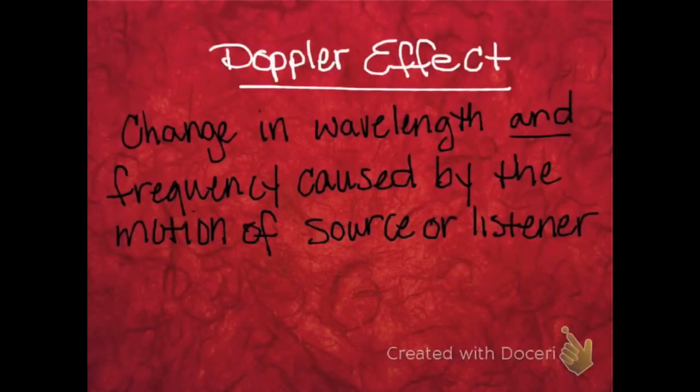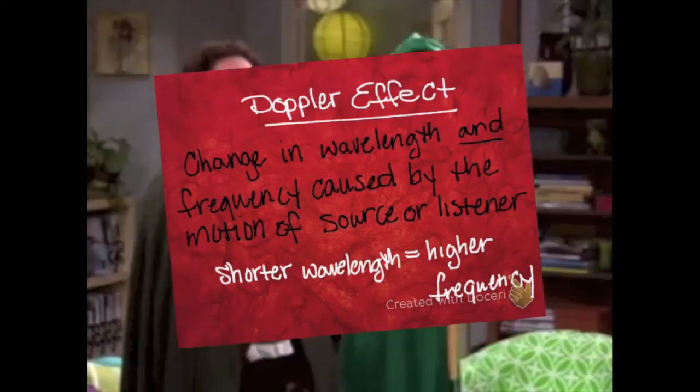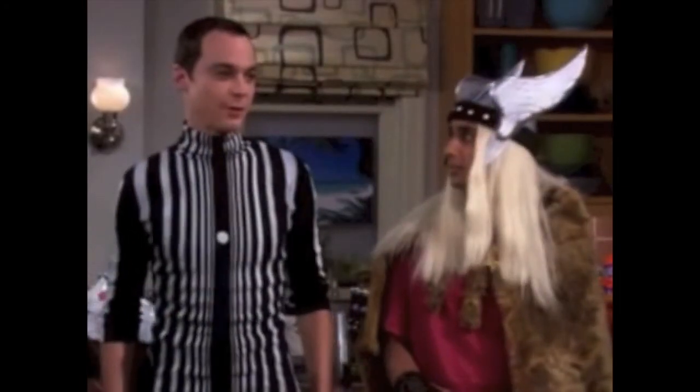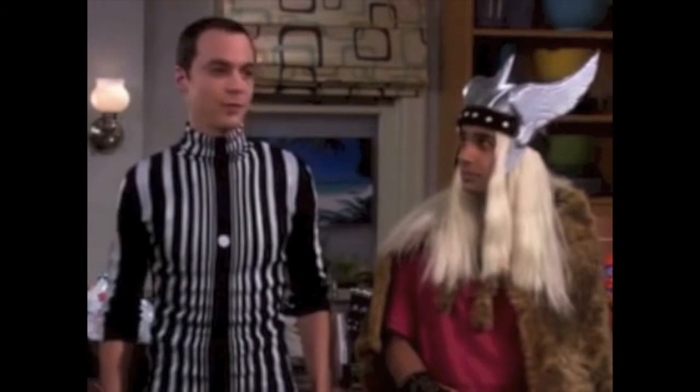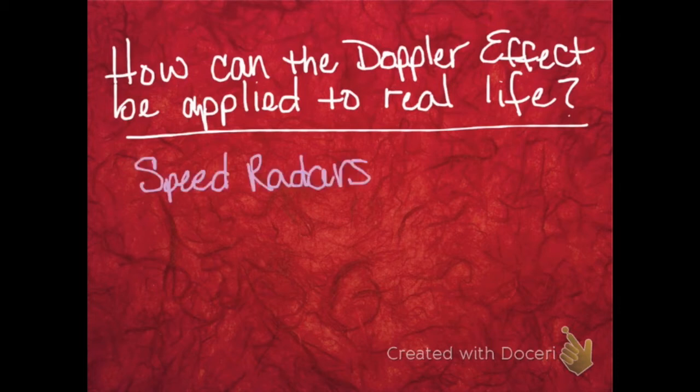Okay, so according to what Sheldon said, it's the apparent change in the frequency of a wave caused by relative motion between the source of the wave and the observer. Therefore you can kind of put 2 and 2 together and you end up with the shorter the wavelength, the higher the frequency.